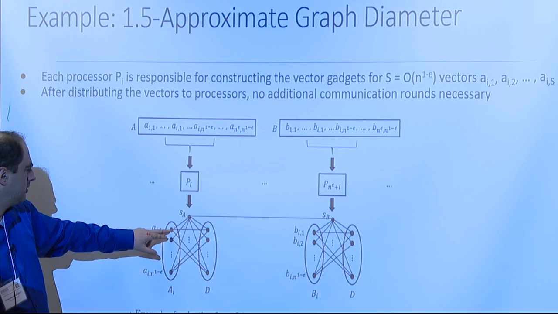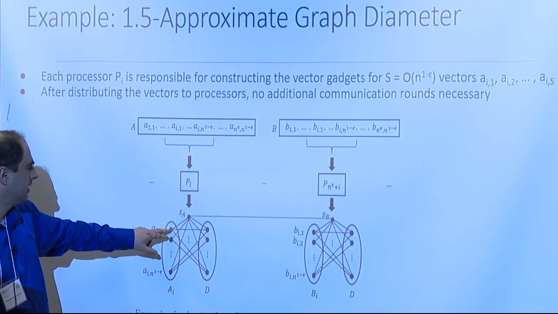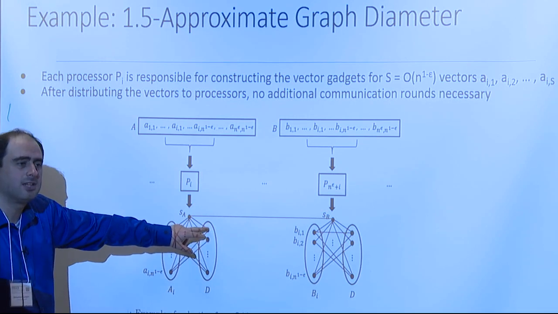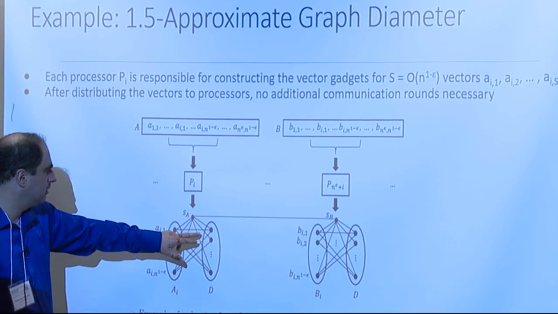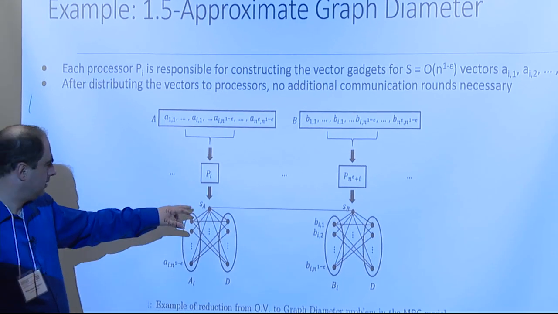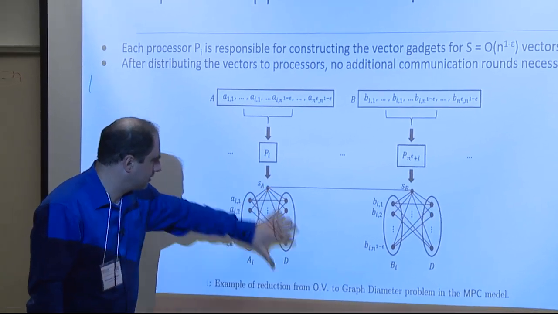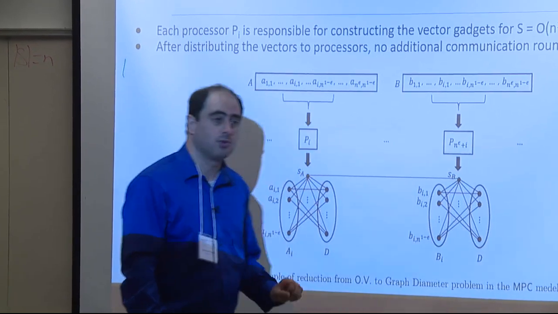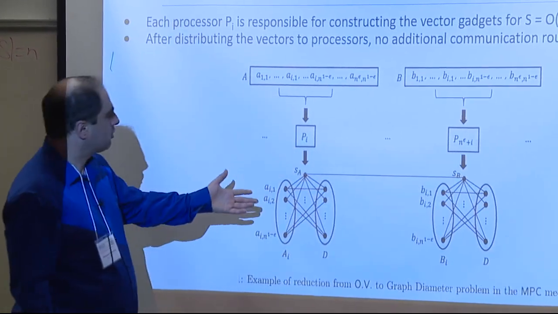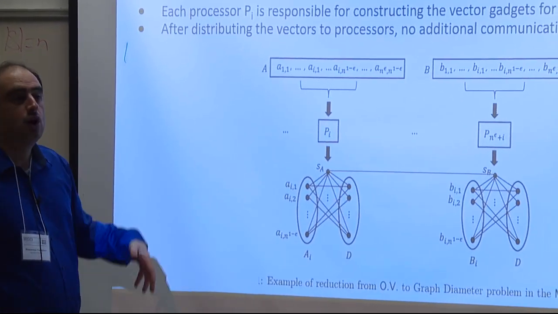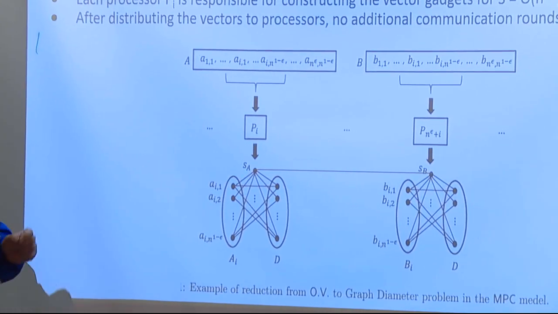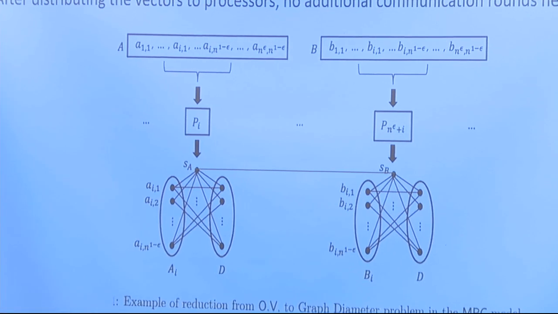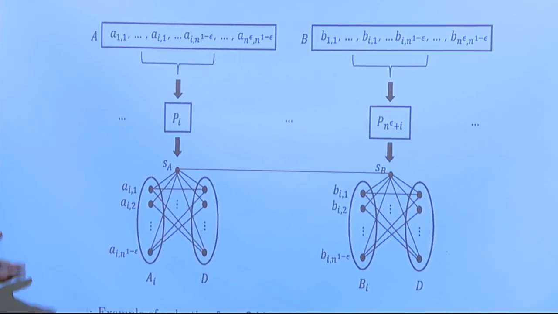And how do you do that? For each of these vertices, if the coordinate is 1, you connect it to set D, where D is the set of dimensions. If it is 0, you don't connect it. Then there is one vertex SA that is connected to everything in A, and SB that is connected to everything in B, and you put an edge between them. You can show that if the diameter of this graph is 2, then there are two vertices whose dot product is 0. And if it is 3, it means there are no such vertices.